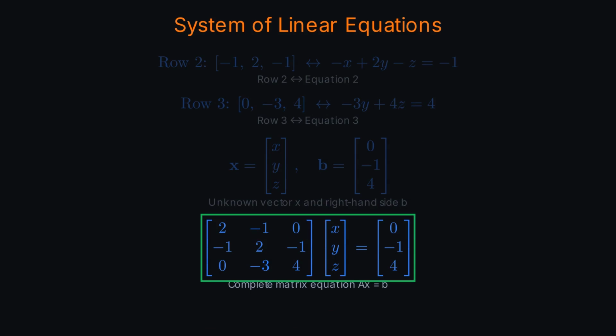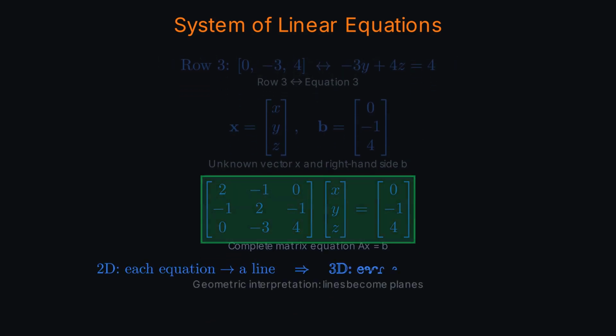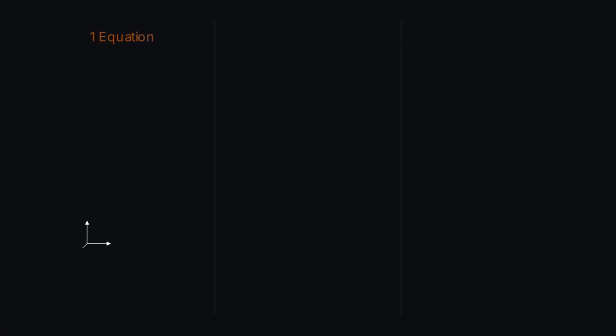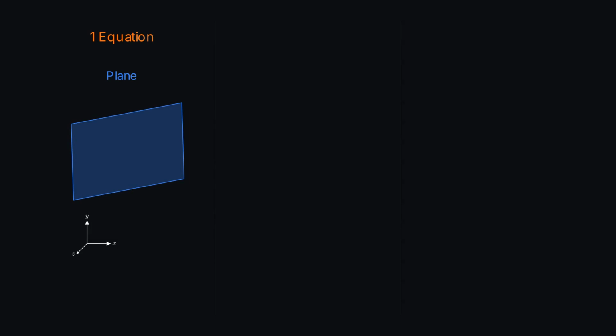Remember, in two dimensions, each equation defined a line, and the two lines met at a point. Now we go one dimension up, where each equation will define a plane in three-dimensional space. In three dimensions, a single equation with three unknowns defines a plane, a flat sheet extending infinitely in all directions. That one equation has infinitely many solutions, and all of those solutions live on that plane.